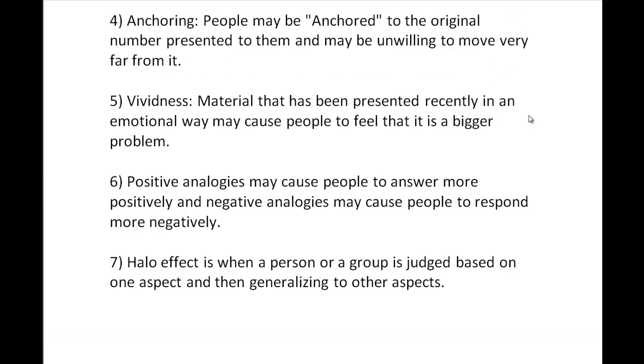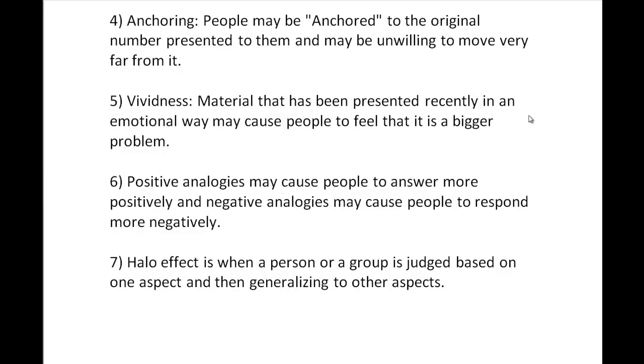Number 4, anchoring. People may be anchored to the original number presented to them and may be unwilling to move very far from it. For example, let's say the population of Egypt is 60 million people. If I start at 10 million and ask, do you think the population of Egypt is greater or less than 10 million? Most people, I find, answer a little bit more than 10 million. First of all, they say more than 10 million, and then I ask, well, what do you think it is? They'll normally answer about 30 million.